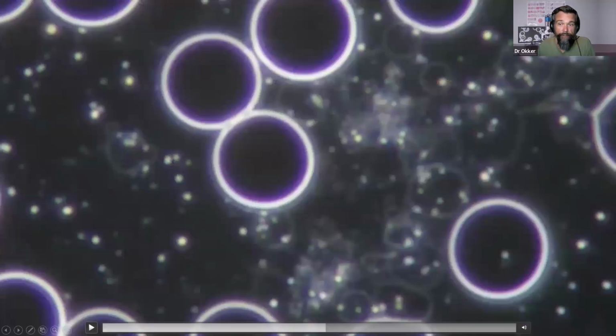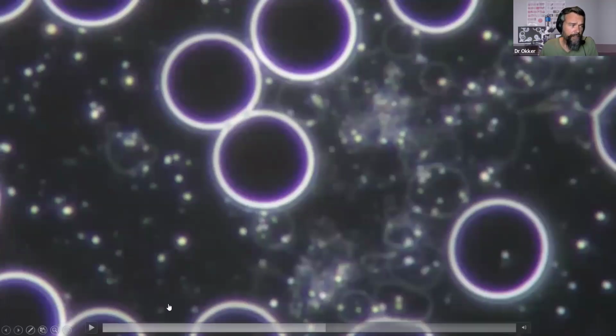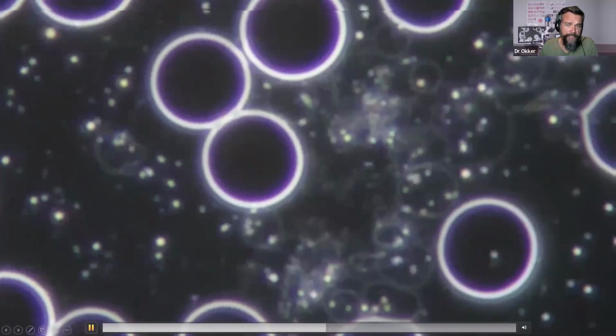Yeah, so this is where we were earlier on with the 100 times objective, and we can see these bubbles in the cytoplasm or in the plasma here. These are all related to fermentation. So we're seeing quite a lot of candida indicators here in this particular case.